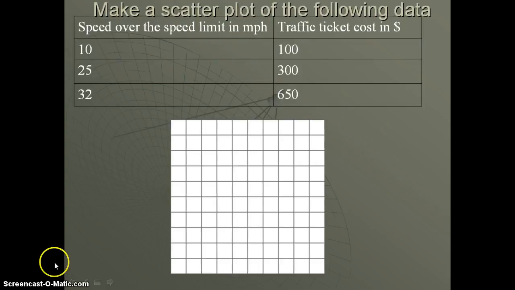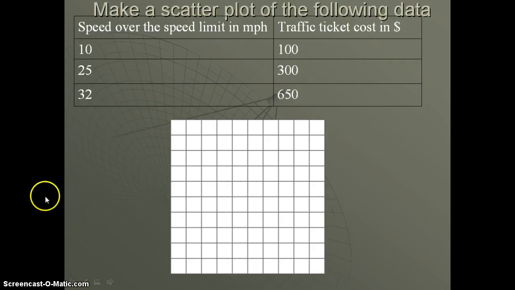Alright, here we're going to make a scatter plot. So this shows speeding tickets, so speed over the speed limit, and then traffic ticket cost. So speed over the speed limit is going to be our independent variable, and then traffic ticket cost will be our dependent variable. So cost in dollars depends on how fast you're going over the speed limit.